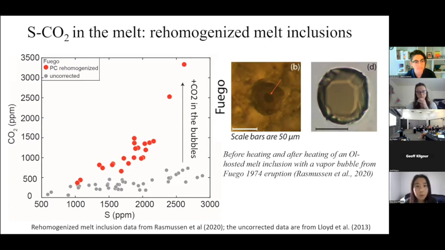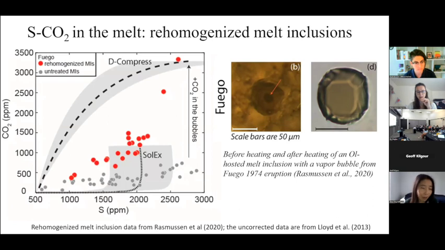However, when I applied a couple of commonly used degassing models to these data sets, for example, Decompress and Solex, neither of them can reproduce this degassing trend revealed by the melt inclusion data. Therefore, we wanted to develop a sulfur degassing model that can predict the deep sulfur degassing and can be applied to arc magmas.